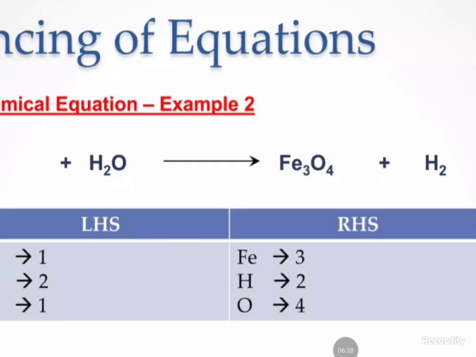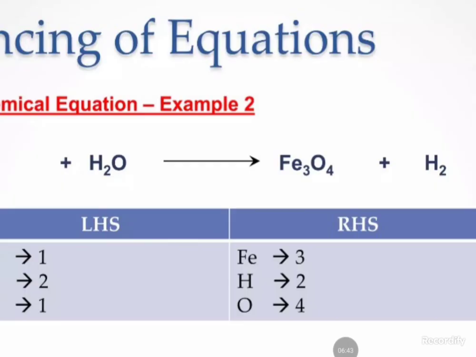Fine. Now on the left hand side, the third element is oxygen. How many are there? Only 1. But on the right hand side, how many oxygens are there? 4 oxygen atoms. So how should we balance? I will give a very simple shortcut way.